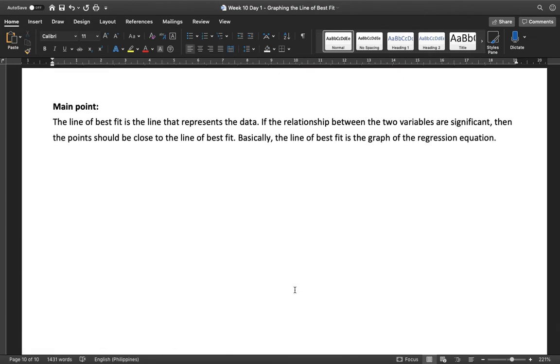So, the line of best fit is the line that represents the data. If the relationship between the two variables are significant, then the points should be close to the line of best fit. It is the graph of the regression equation. So, that's it. In our next lesson naman, we will be making use of statistical test na sobrang magagamit nyo kapag nag-research na kayo. So, yun.